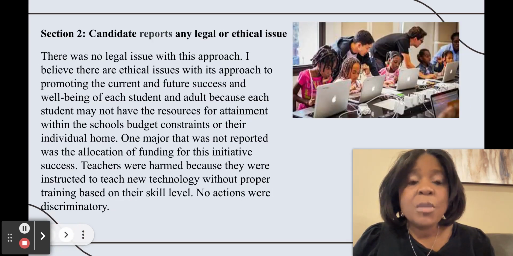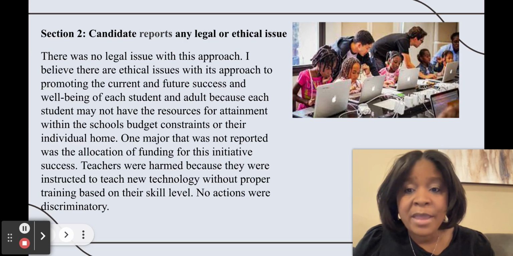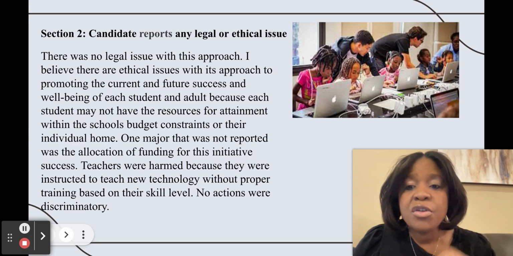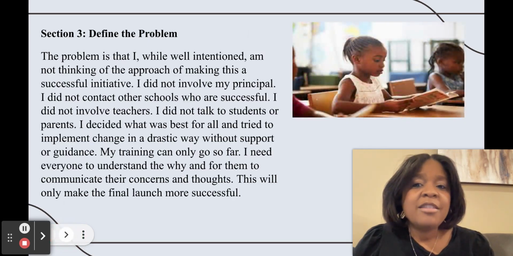Section 2, candidate reports any legal or ethical issue. There was no legal issue with this approach. I believe there are ethical issues, with regard to promoting the current and future success and well-being of each student and adult, because each student may not have the resources for attainment within the school budget constraints or their individual home. One major thing that was not reported was the allocation of funding for this initiative's success. Teachers were harmed because they were instructed to teach new technology without proper training on their skill level. No actions were discriminatory.